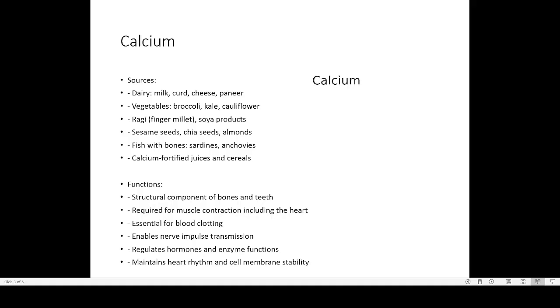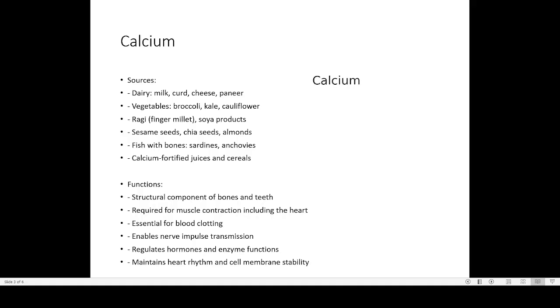So coming to calcium, you can see dairy, milk products, curd, cheese, paneer, etc. All these contain calcium. Then vegetables like broccoli, kale and cauliflower also contain it. Then ragi and soya products will also contain enough calcium. Then sesame seeds, chia seeds, almond, these are all nowadays available in the market. Then fish with the bones, sardine, for example if you are frying sardine, eating those bones will be useful for increasing the amount of calcium.